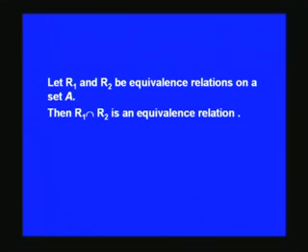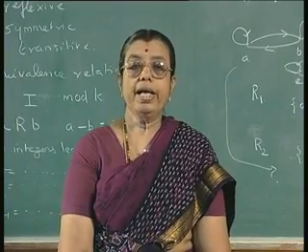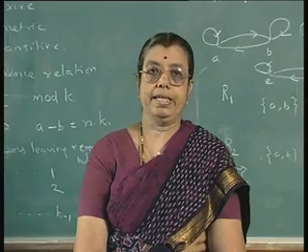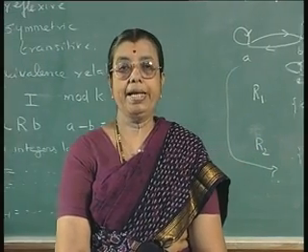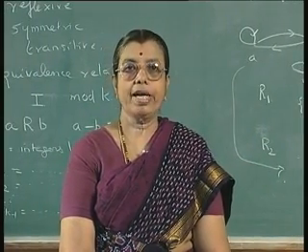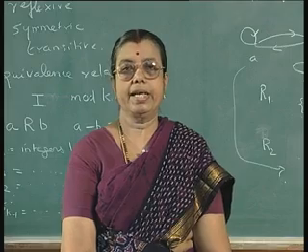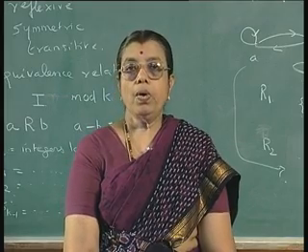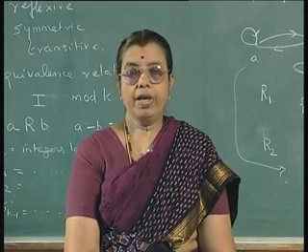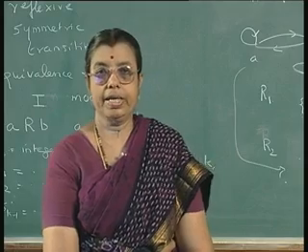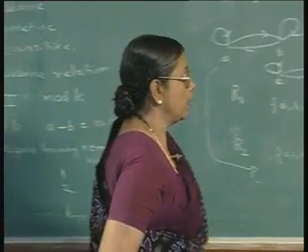Now, what do you mean by the intersection of equivalence relations R1 and R2? We know that a relation is essentially a set. It is a set of ordered pairs. A binary relation is a set of ordered pairs defined on a set A cross A. So, you define R1 and you define R2 as a set, and you can define R1 intersection R2.